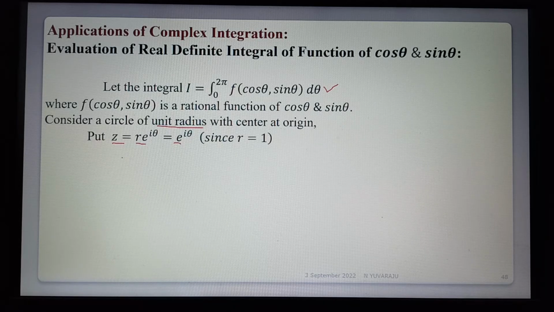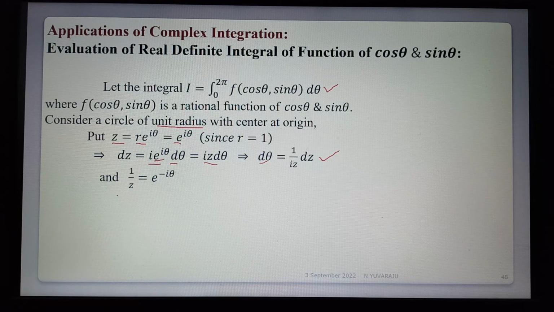Now differentiating with respect to theta on both sides, dz is equal to the derivative of e power i theta. Here i is a constant, so the coefficient is i, and i into e power i theta into d theta. Replacing e power i theta with z, dz is equal to i z into d theta. So that implies d theta is equal to 1 by iz into dz. So d theta is replaced by dz by iz.